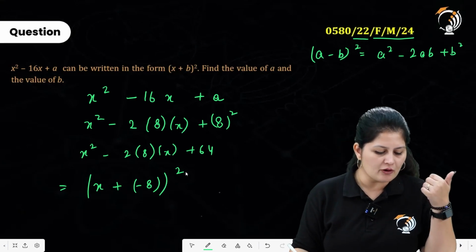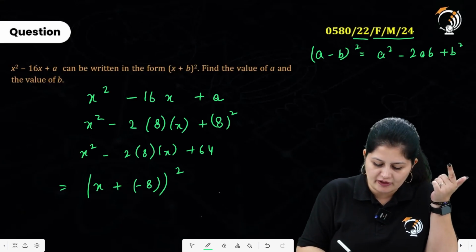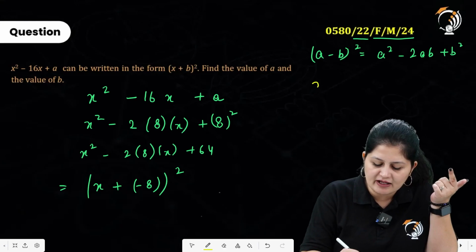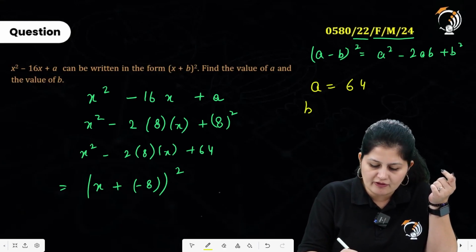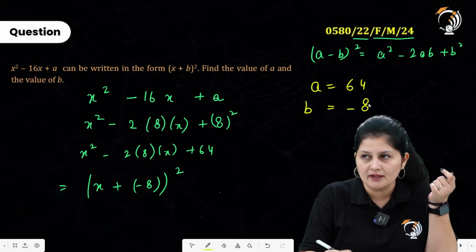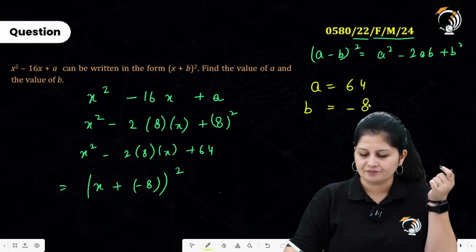So we can get the value of a here. The value of a that we are getting is coming out to be 64, while the value of b is coming out to be minus 8. Clear?